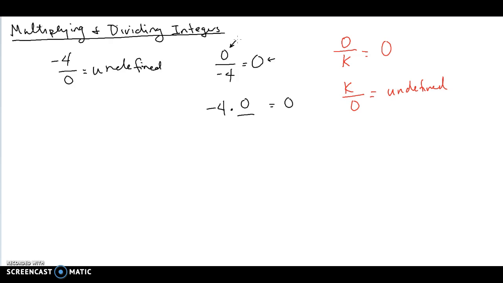Let's go back to this undefined one. If I write this out, I'd have 0 times whatever my answer is equal to -4. Well, our answer is undefined, and the reason is, can I really take 0 and multiply it by something and get -4? No, that doesn't make sense, because 0 times anything is going to give me 0. There's nothing that we can fill into this blank and make it equal to -4, so we call it undefined.